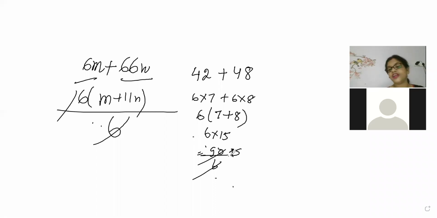No, no, no, no. It is a blunder. It will be M 6 into M plus 11N. M is different. N is different. When you have values of M and N, then you can substitute and write the answer. But since you don't have values, only this one will be the apt, correct one.